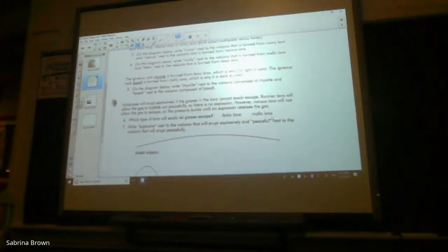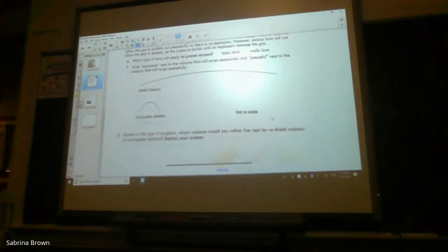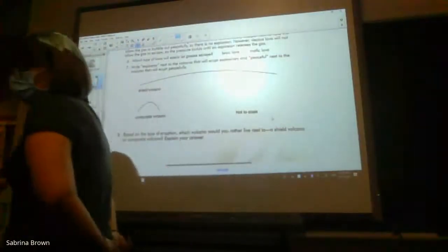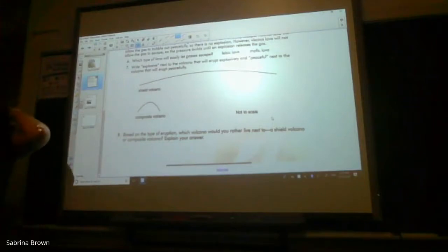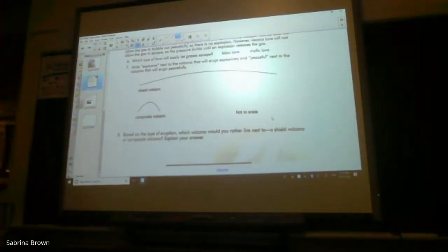And then down here at the bottom, we have two profiles of a volcano. So remember, profile, just like the side of your face is called your profile, right? The side of a volcano is its profile. And so if we look at the sides of volcanoes, we can get some clues about the type of lava that they're formed from, whether they're formed from runny or viscous lava. So on the diagram below, runny next to the volcano that formed from runny lava, and viscous next to the volcano that formed from viscous lava.